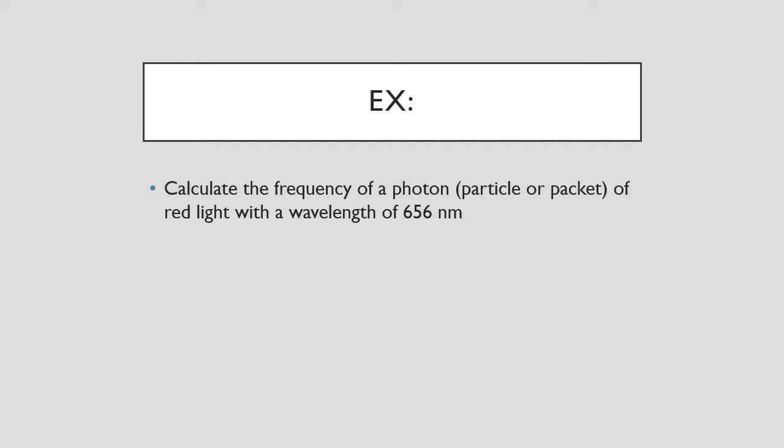So let us look at an example of how to calculate using this equation. Calculate the frequency of a photon, or a packet, of light with a wavelength of 656 nanometers. Please note this is in nanometers and the equation requires us to be in meters. We will have to do a small conversion in order to use it.